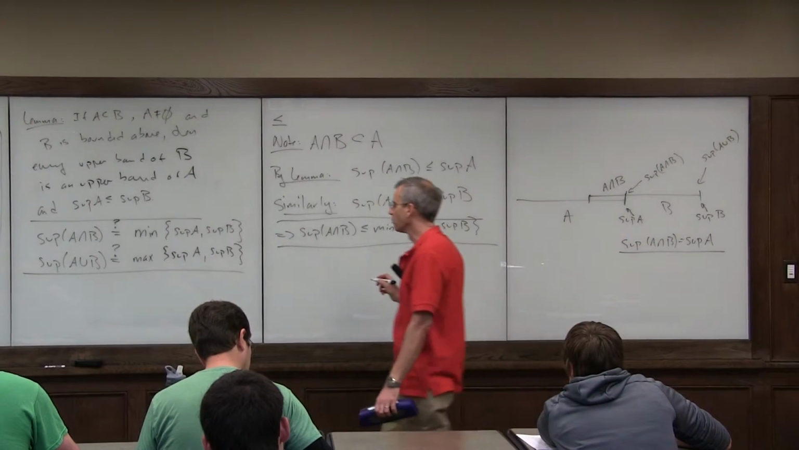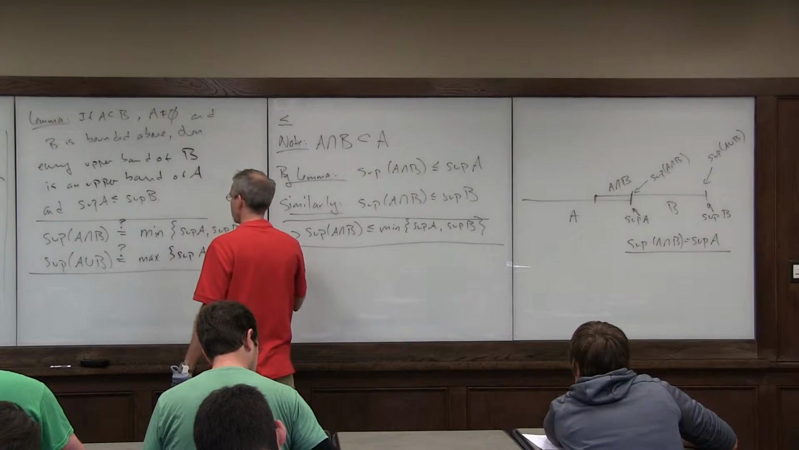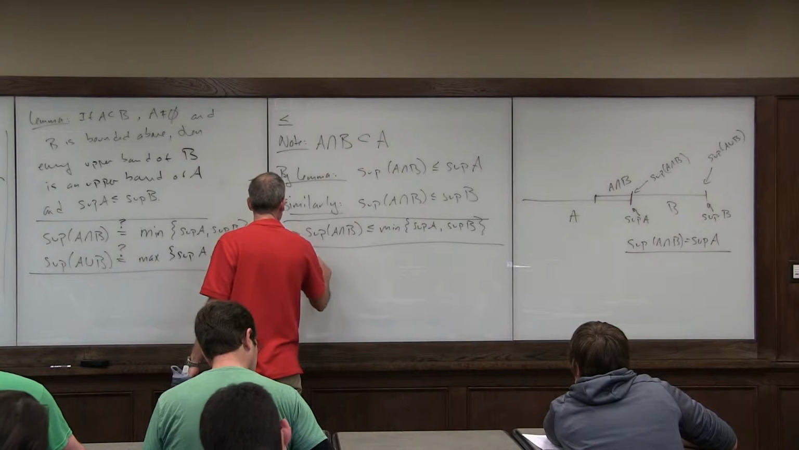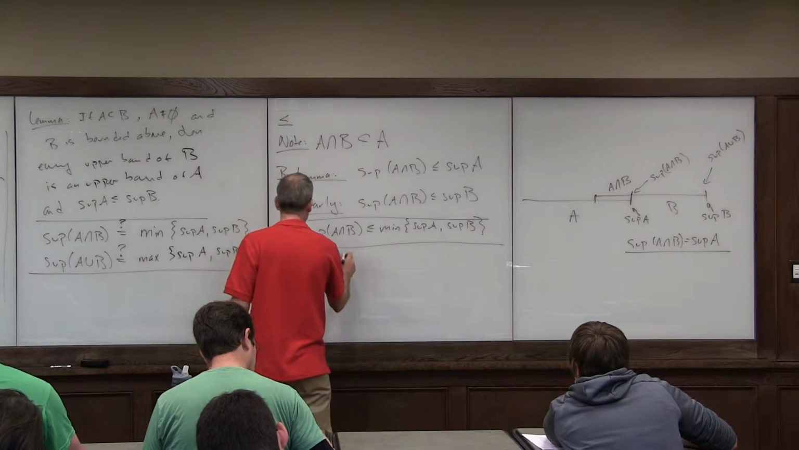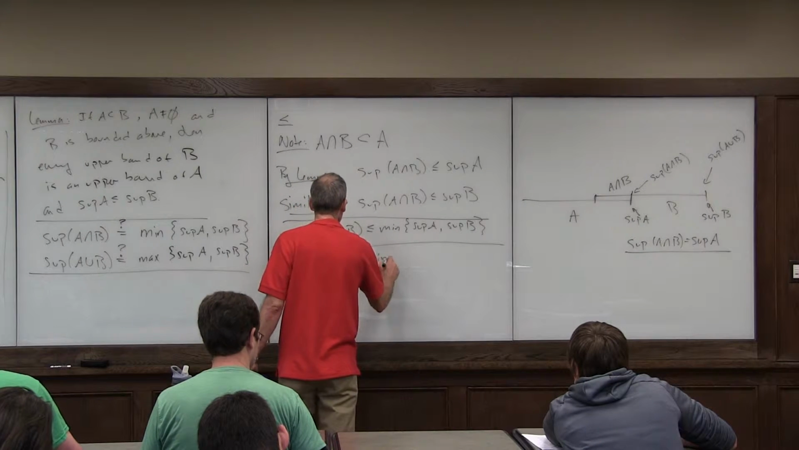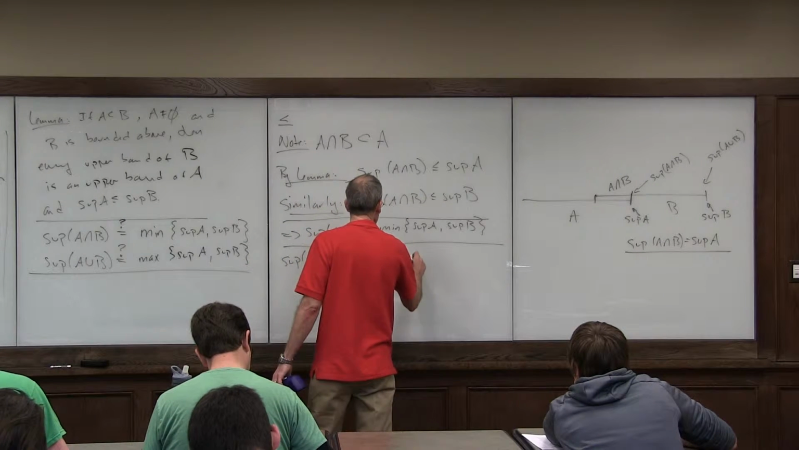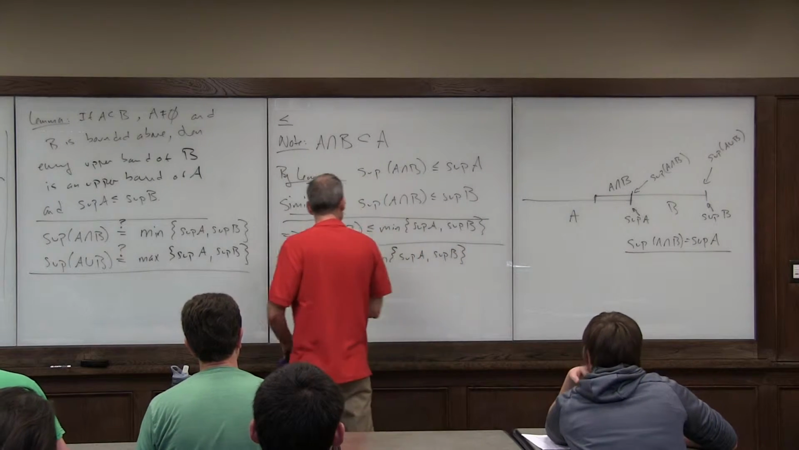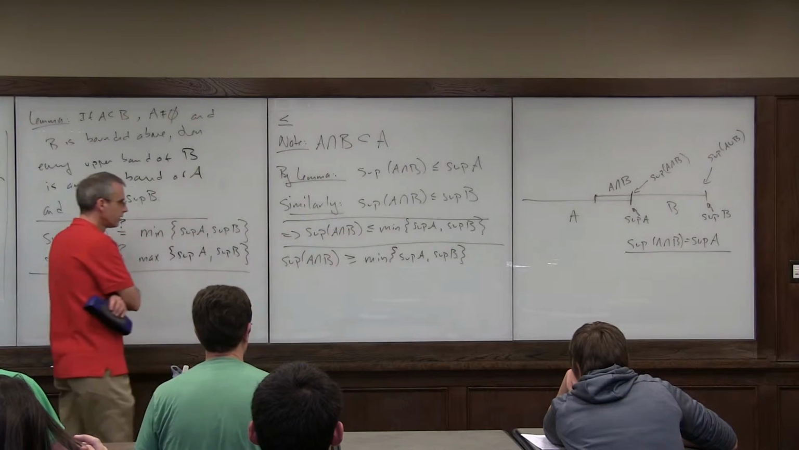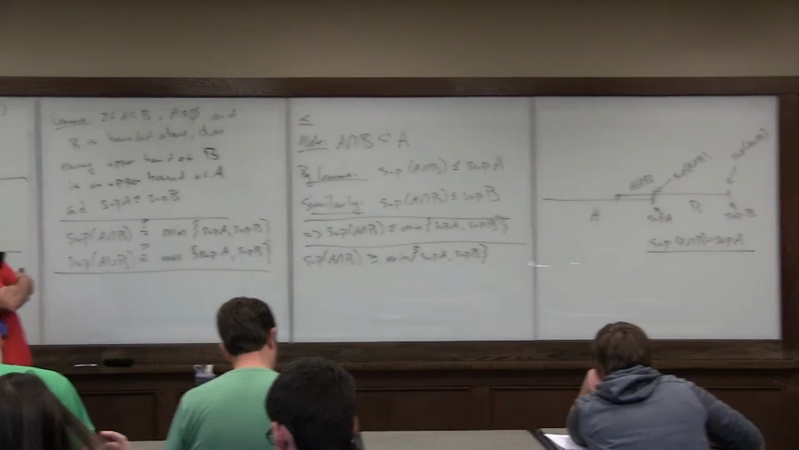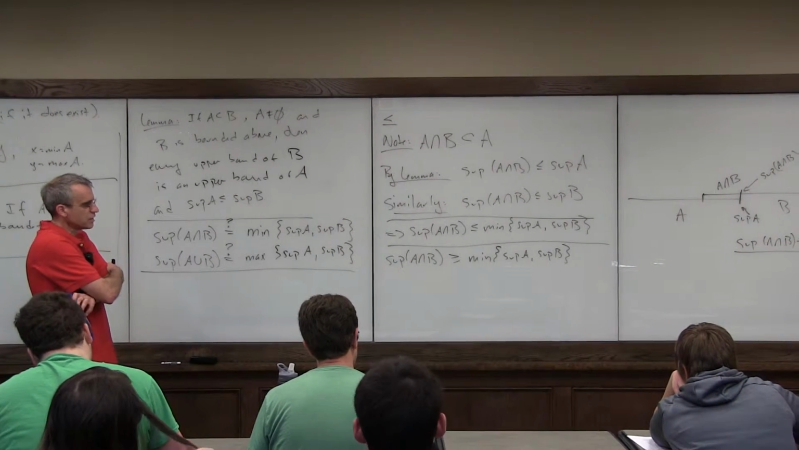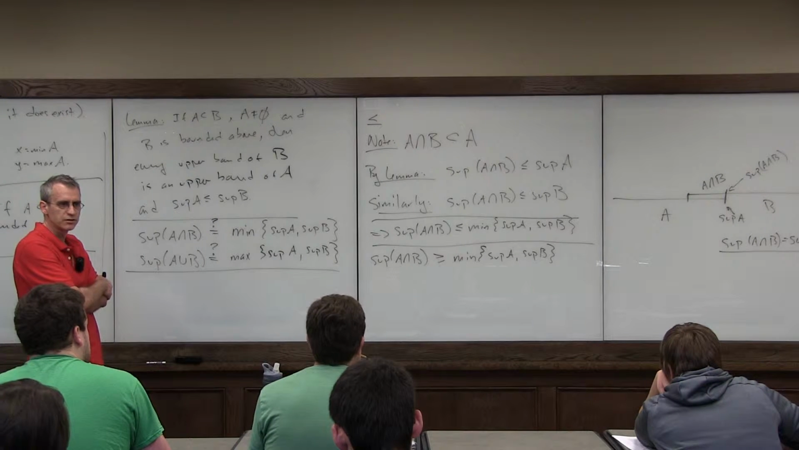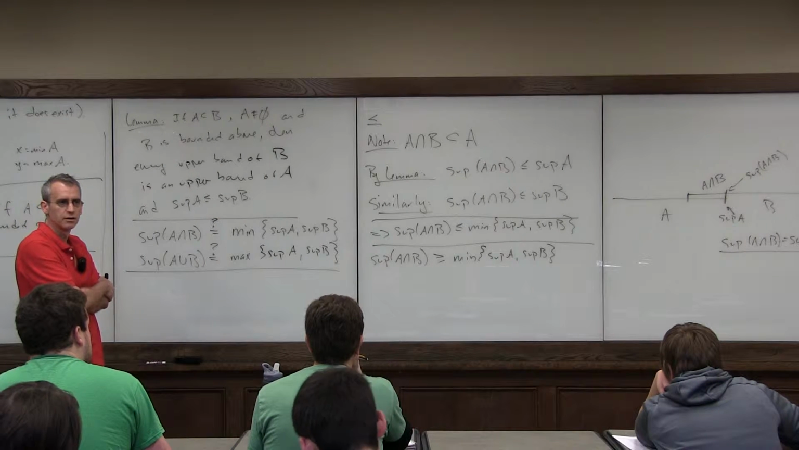Okay, let's think about the other one, right? So the other direction, and I'll write it out actually, would be that the sup of A intersect B is bigger than or equal to the minimum of sup A and sup B. Okay, so now right away you should start realizing that you're running into a bit of trouble here.